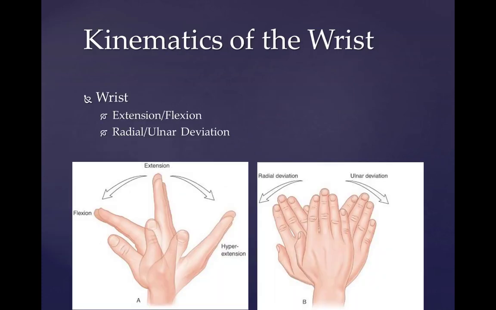Starting from the mid position of the hand, the movements permitted in the wrist are marginal movements including radial deviation or abduction, movement towards the thumb, and ulnar deviation or adduction, movement towards the little finger. Movements in the plane of the hand include flexion or palmar flexion, tilting towards the palm, and extension or dorsiflexion, tilting back towards the back of the hand.